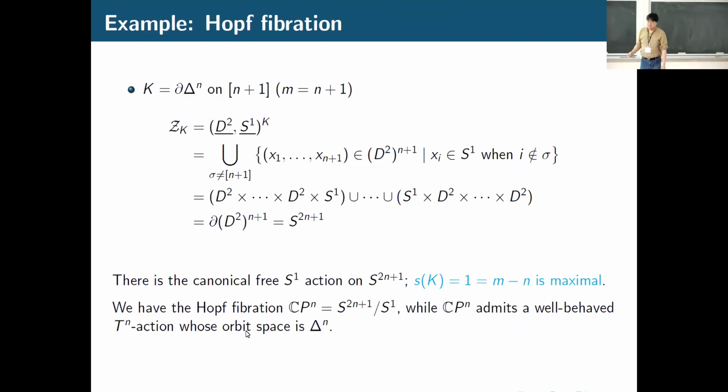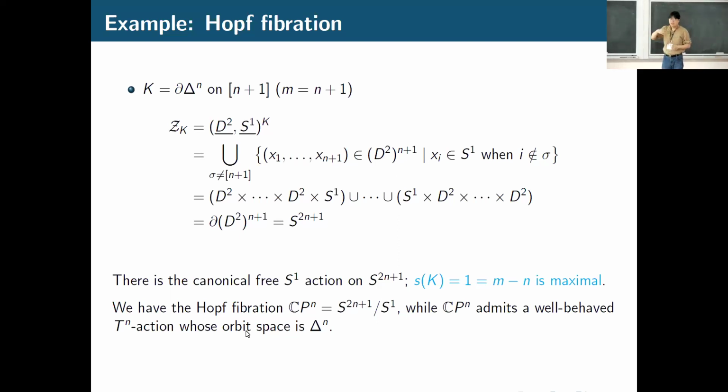Okay, so this is a very quick and simple example of such a situation. If K is the boundary of the simplex X, and the simplex X has dimension n, then it has n plus 1 vertices. So m minus n is exactly 1. Then the moment-angle complex of such a simplicial complex, from the definition of the polyhedral product, one can easily check is nothing but the 2n plus 1 dimensional sphere.